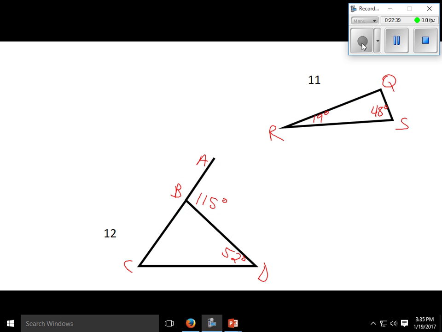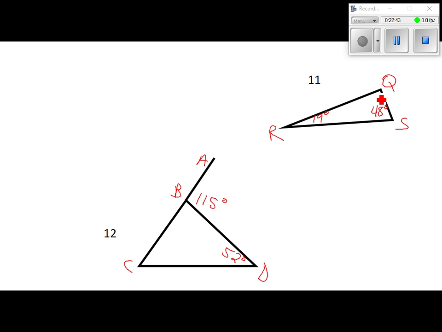All right, on number 11, the first thing we're going to do is find this third angle right here, and we find that by adding the other two angles and then subtracting from 180. That gives us 67. We subtract that from 180, and we borrow there. That makes that 7. That's 113. So this angle right here is 113 degrees.